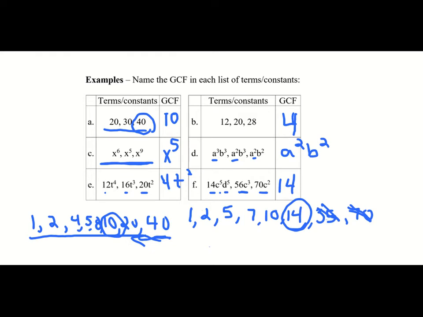So I'm simply going to have a C as part of my greatest common factor, and it's going to be C to the, we have C to the 5th, C to the 3rd, and then C to the 2nd. So C to the 2nd. So 14 C to the 2nd will be my GCF there.